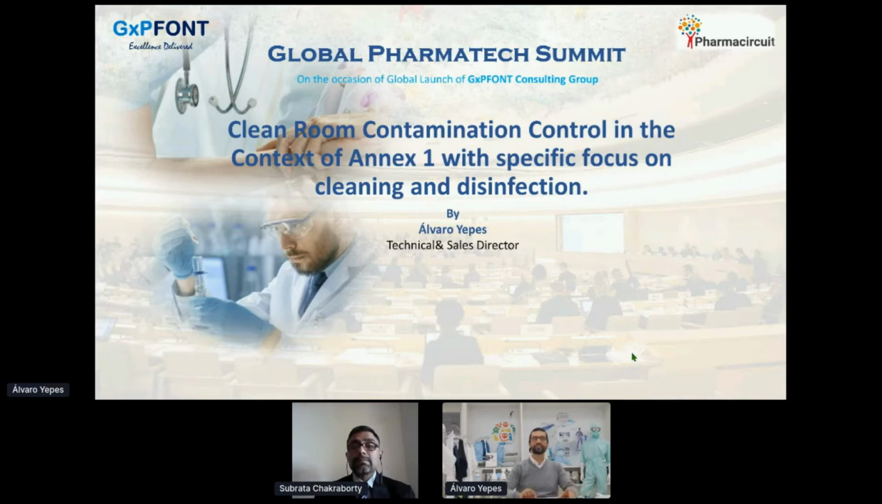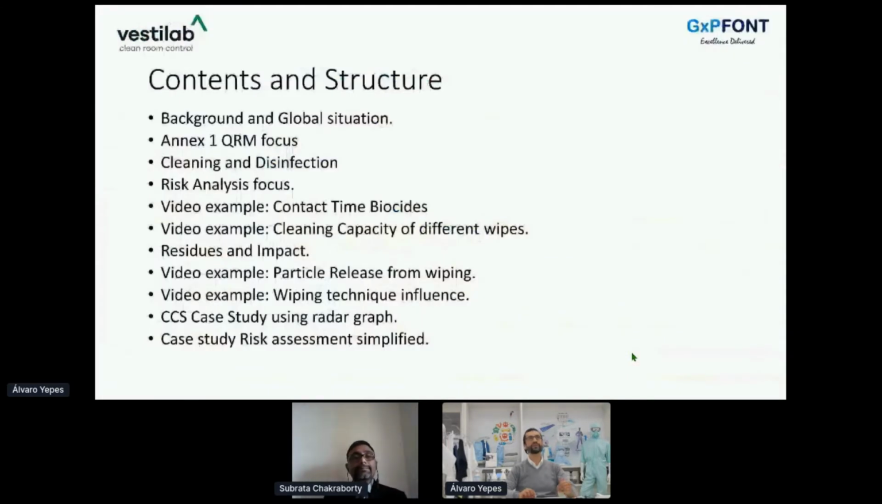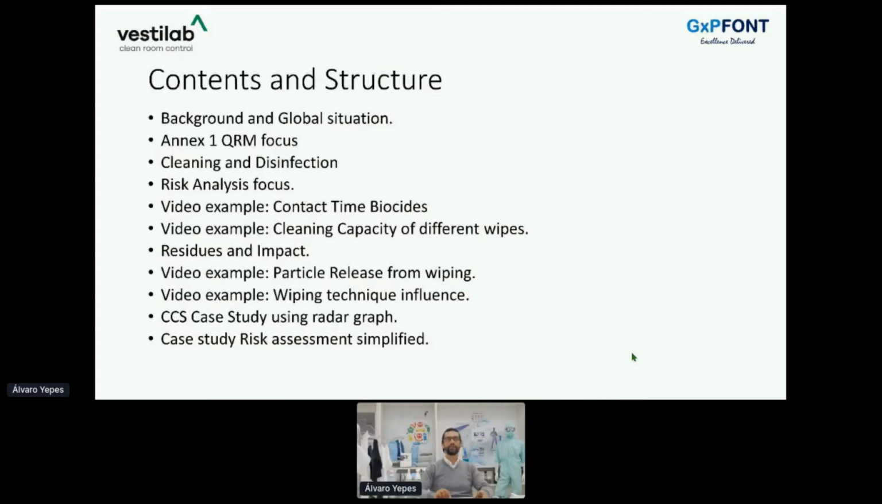I'll be explaining some background aspects on Annex 1 first. This is the content and structure of the presentation. So first of all, what is the global situation regarding the pharmaceutical industry? Also, what is the focus of the Annex 1, basically? Further, I will get into cleaning and disinfection, risk analysis, and the focus of the Annex 1 in these terms.